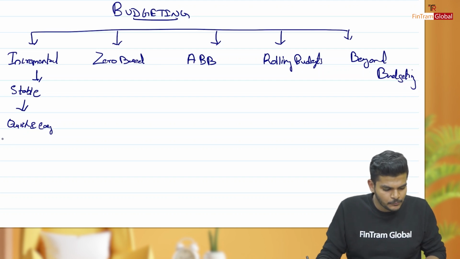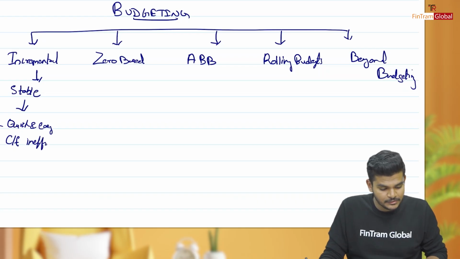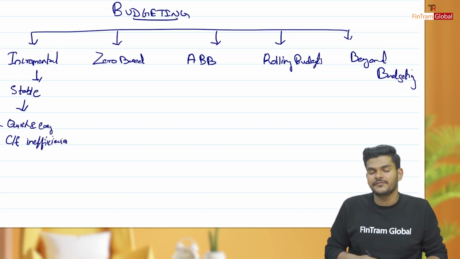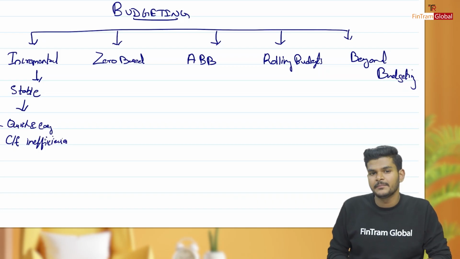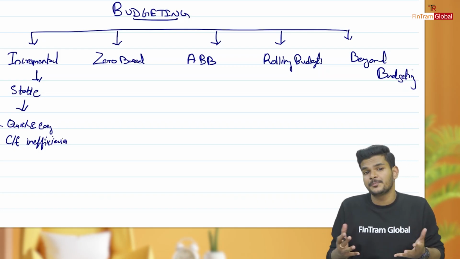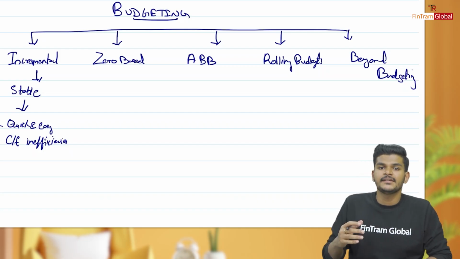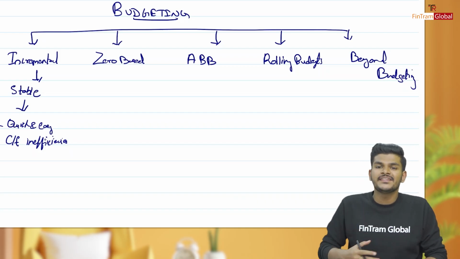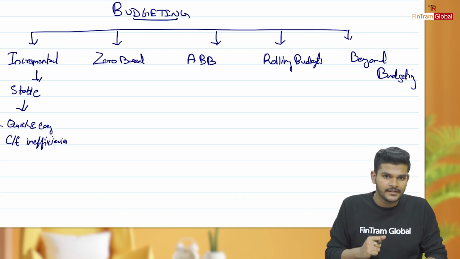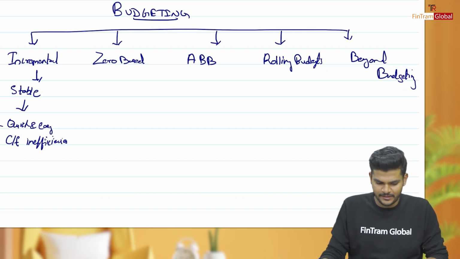And one of the key disadvantages is that you are carry forwarding the inefficiencies as well, right? You're carry forwarding the inefficiencies when it comes to incremental budgeting. It is quick and easy, yes. It is the traditional approach as well, but it's just that you'll be carry forwarding all the inefficiencies that have happened in the current year as well. Okay, folks, that's one of the demerits.